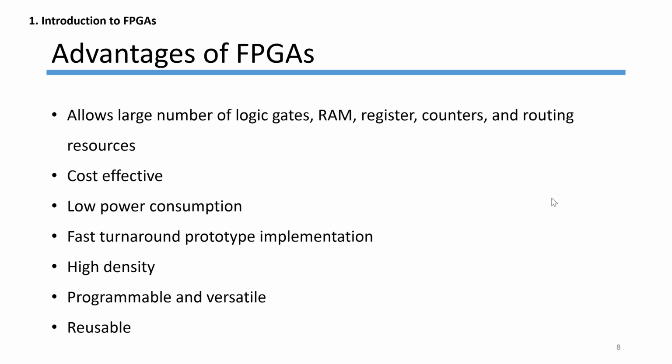There are multiple advantages of field programmable gate arrays. Just to list a few of them, you can see in this slide. Predominantly, they are very low power. They have very low power consumption. They allow for a large number of logic gates, RAM, register counters, and routing resources. It's a great chip to use for fast turnaround prototyping due to the ease and the versatility of programming FPGAs, and most importantly, they are reusable, which means if you go to a different project, you can reuse these chips in that project as well.